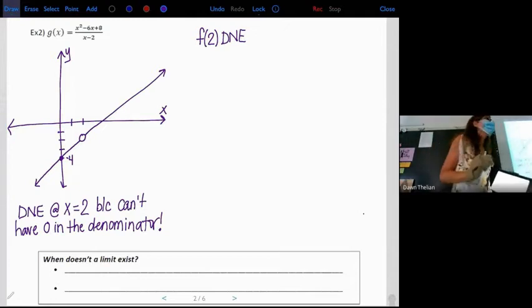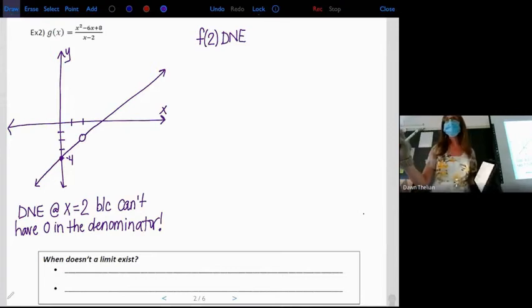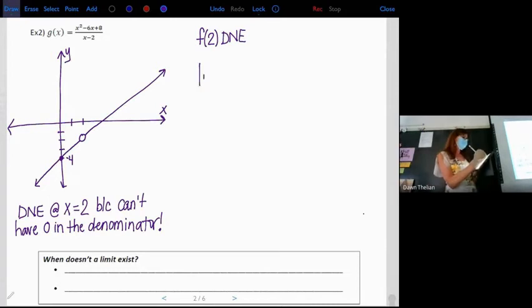Asking for a y value, though, is different than asking for a limit. How do I know the problem? I'm actually going to see the limit. What if I asked you instead of this, the limit as x approaches 2 from the right of, this is named g of x actually, not f of x.